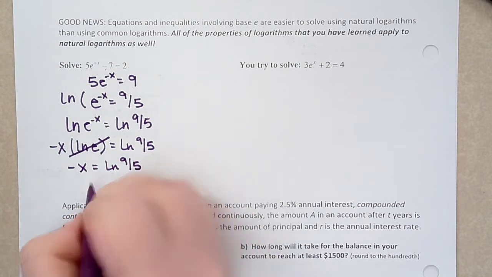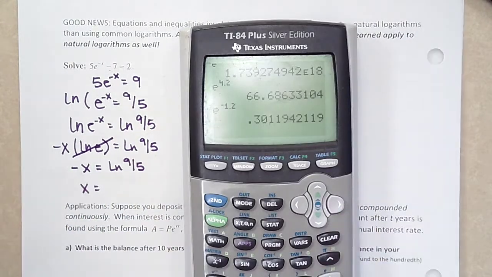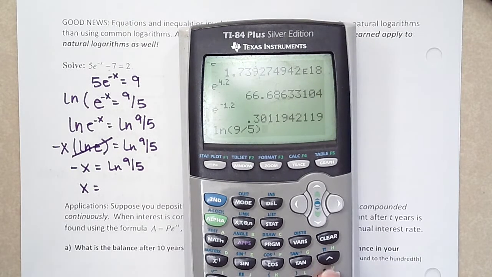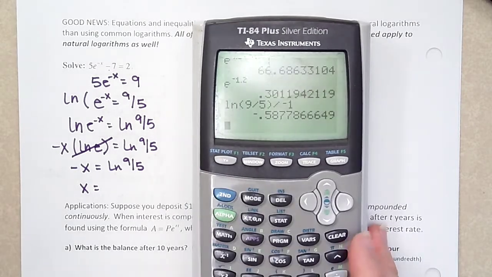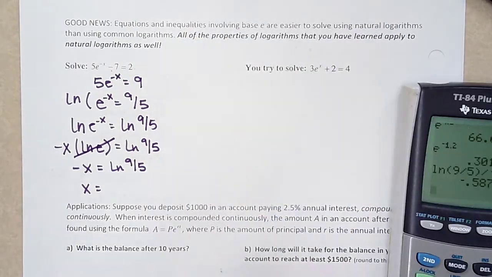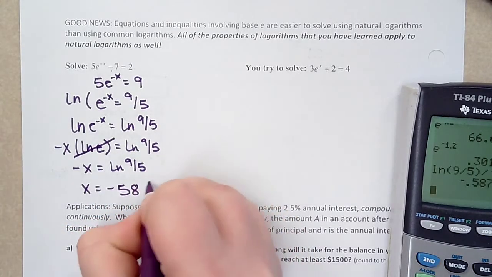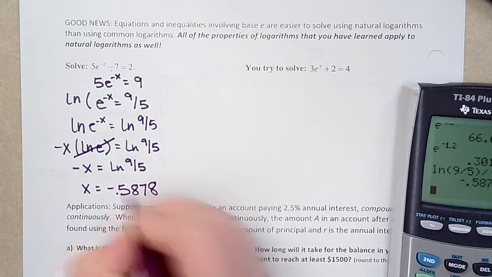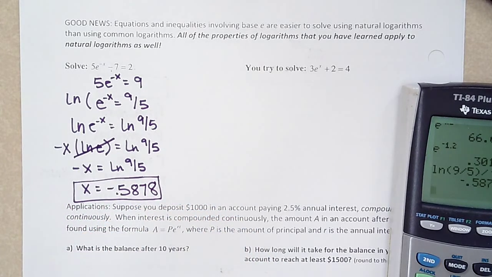Divide both sides by that negative, throw it into a calculator. This one, I don't want to finish my parentheses. I want to put it all in as 1. So ln of 9 over 5 divided by negative 1 is going to equal negative 0.5878. Again, just a little algebra skill with that natural log thrown in.